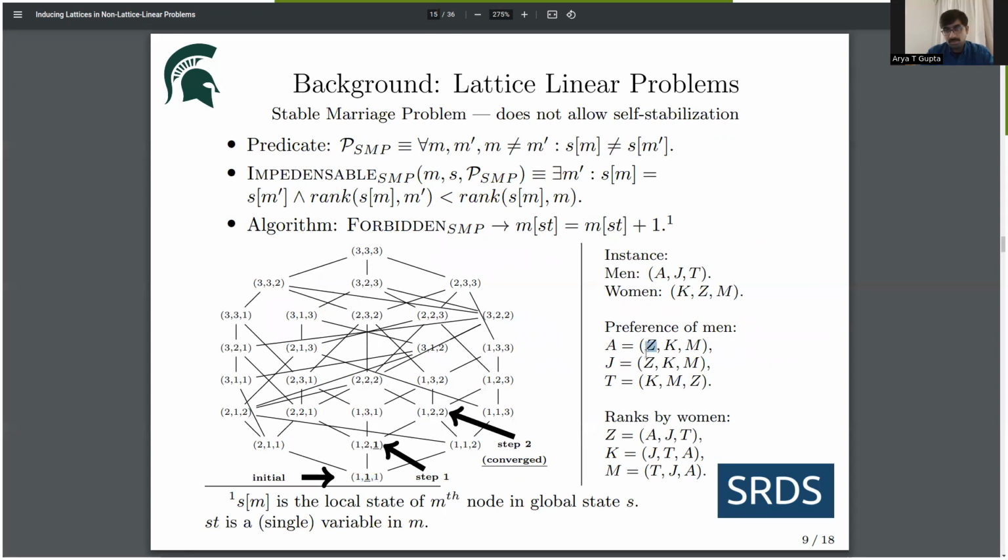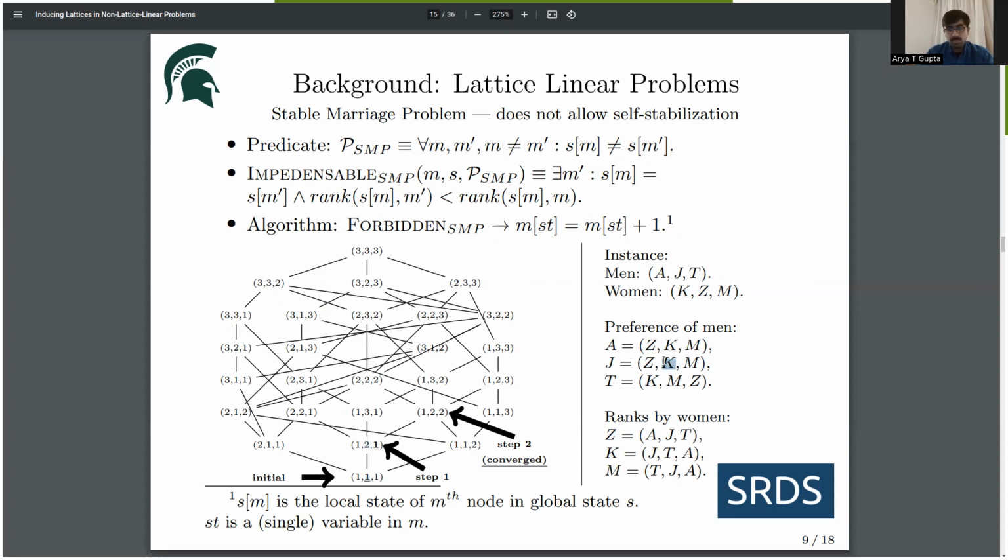A is proposing to Z, J is proposing to Z, and T is proposing to K. So A and J have a conflict because they are proposing to the same woman. Now let's see what Z has to say about it. Z prefers A more than J. So in here, we have that J is impedanceable. So J moves to the next choice.